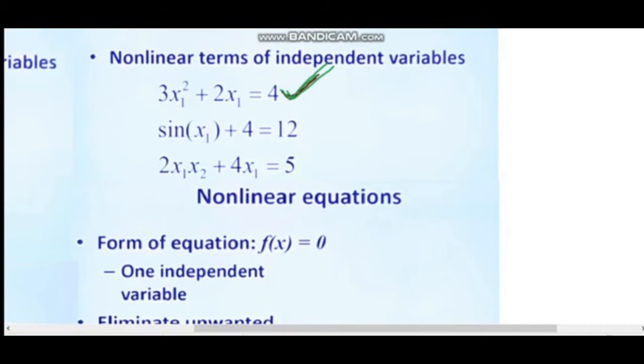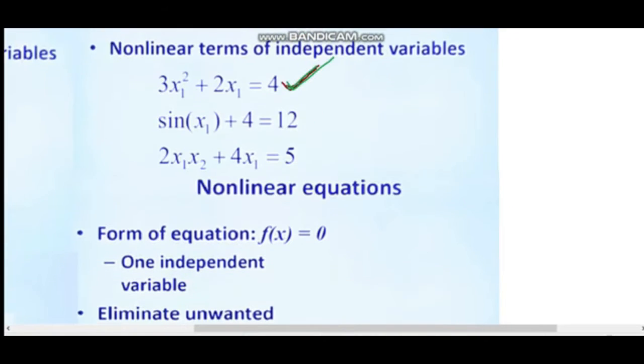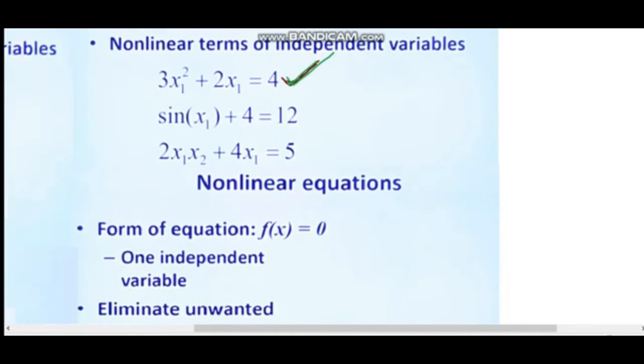And in other ways, if you are having a trigonometric function in your equations, in that case also the equation becomes nonlinear. Or if you are having a product term in your equation, like two independent variables having this kind of products, then also this becomes a nonlinear equation. So in these cases we need to find an alternative method to solve these equations numerically. So we cannot use the matrix method for these kind of equations where you are having some kind of nonlinearity.